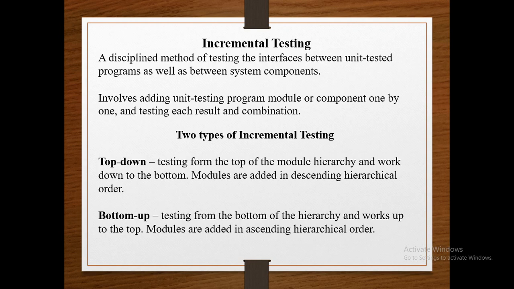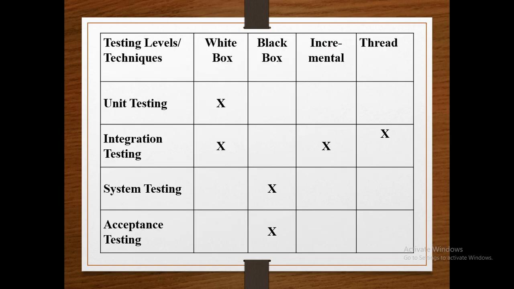Incremental testing is a disciplined method of testing the interface between unit tests as well as between the system components. It will involve unit testing program modules or components one by one, and it will test each result and combination. There are two types of incremental testing: one is top down and the other is bottom up. In top down, you will test the top of the module hierarchy and work down to the bottom, and the modules are added in descending hierarchical order. Bottom up is testing from the bottom of the hierarchy and works up to the top, and the modules are in ascending hierarchical order.